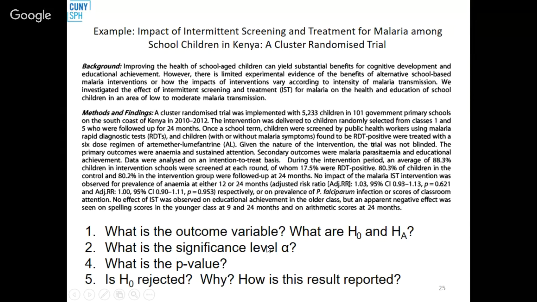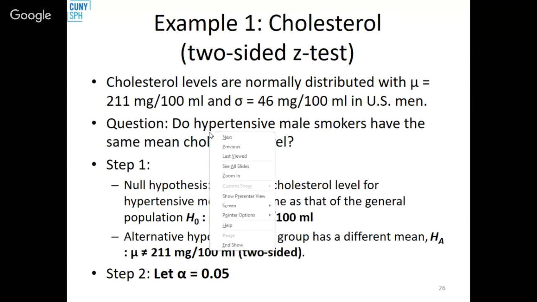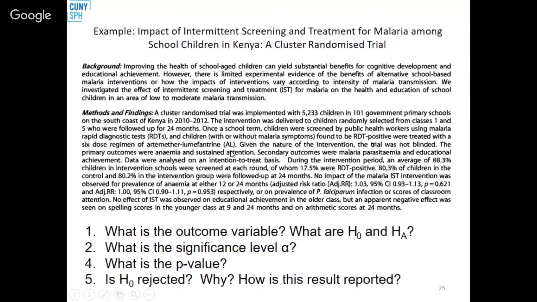And then how is this reported? Putting it into the language of the study, it says, I cut this off, the bit of conclusions here. No effective IST was observed on educational achievement, but an apparent negative effect was seen on spelling scores. Well, I'm missing a little bit here, but it was reported as being there's no effect. Yeah. What does that do as a p-value? How do we get that?